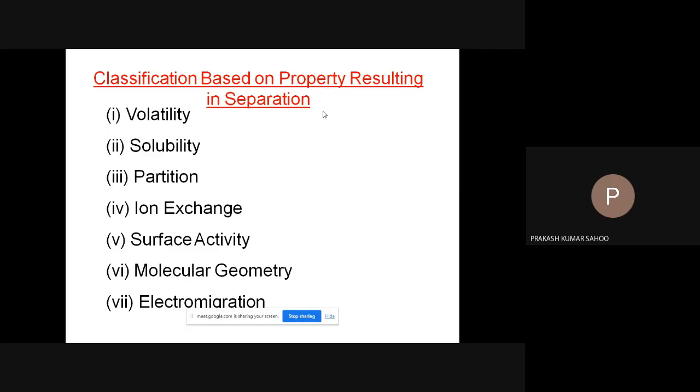heat or air current. And in volatility, we have two methods: the vaporization method and the distillation method. In the vaporization method, we supply some heat, and the higher the volatility of the component, the more easily it will vaporize to the atmosphere. So this depends upon the volatility of the component. And the second one is the distillation process.